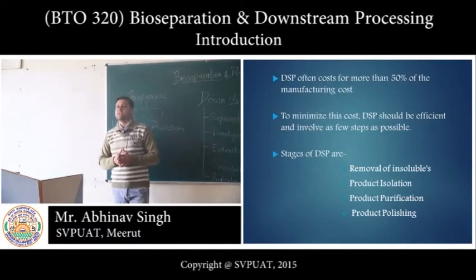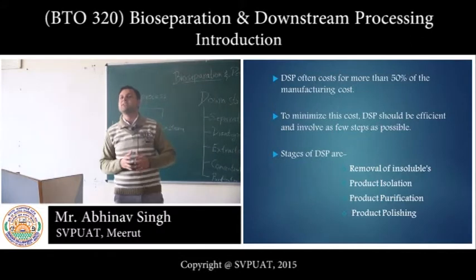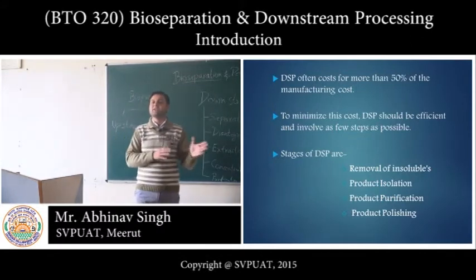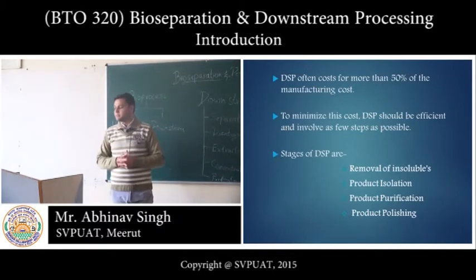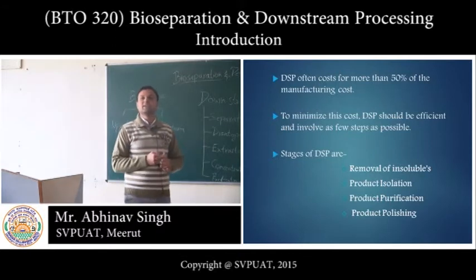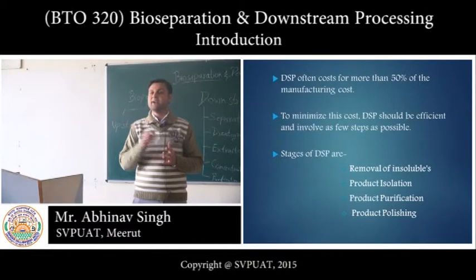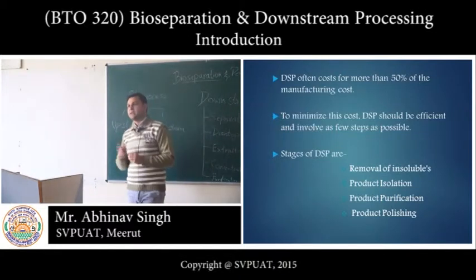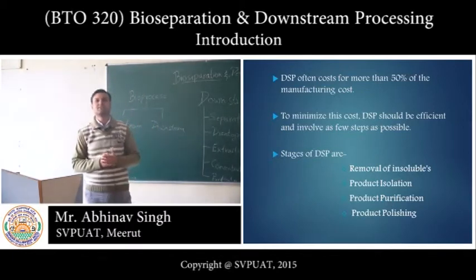Next is product isolation. What is product isolation? We are going to isolate our product from the rest of the materials in the best possible way, so that it is not going to disturb our further procedures. Third is product purification. These are the steps which are going to make our product purified in the best possible, pure form. The last will be packaging and polishing, as we had just discussed.